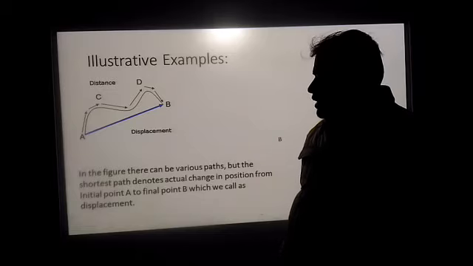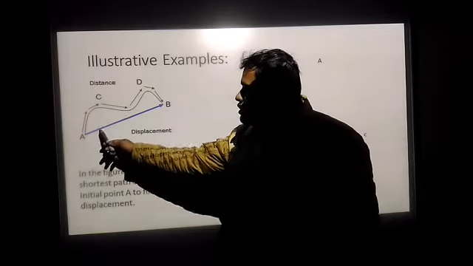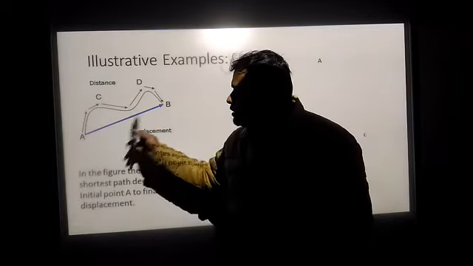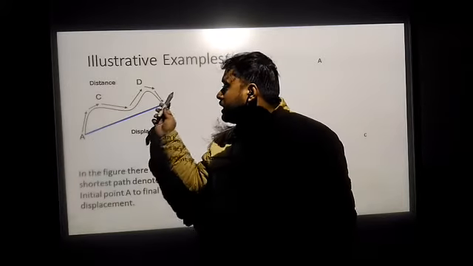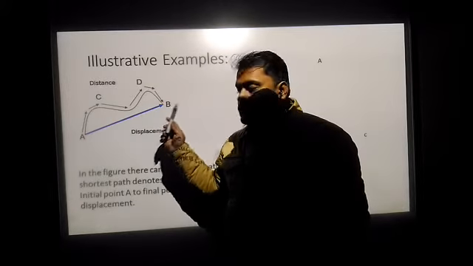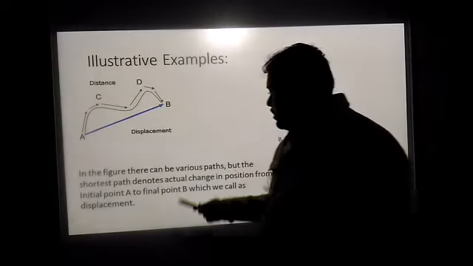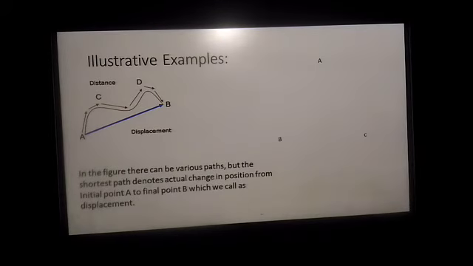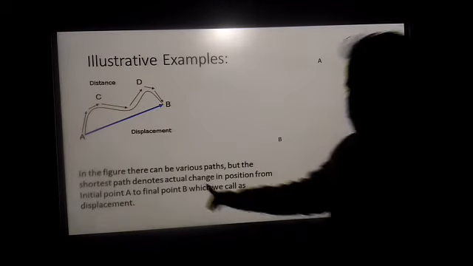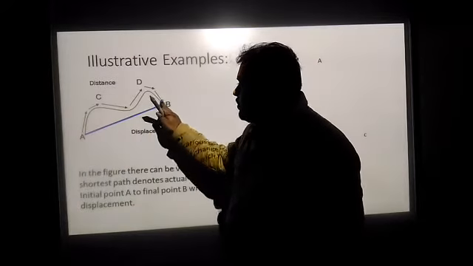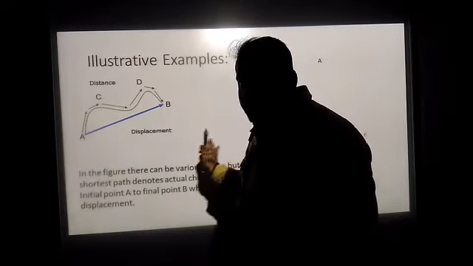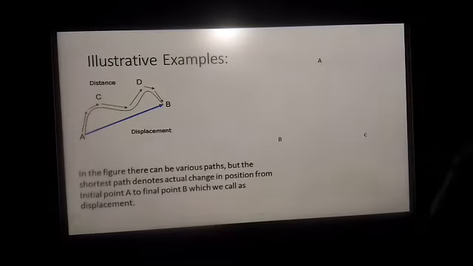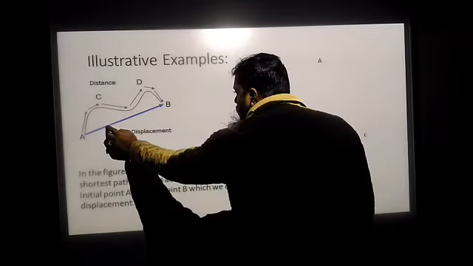So what is the displacement? Displacement is the shortest distance between the two points. Here my initial point was A and the final point is B, so I have taken the shortest path. This is written here. In the figure there can be various paths. Either you can go this way, or this way, or from the other side of the board. Whatever path you follow, that will be the distance. In the figure there can be various paths, but the shortest path I have highlighted by blue color.